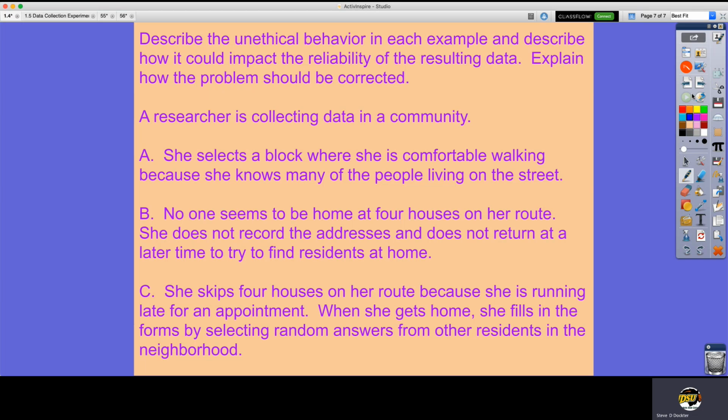For the second one, no one seems to be home at 4 houses on her route. She does not record the addresses and does not return at a later time to try and find residents at those homes. Is there anything wrong with that?